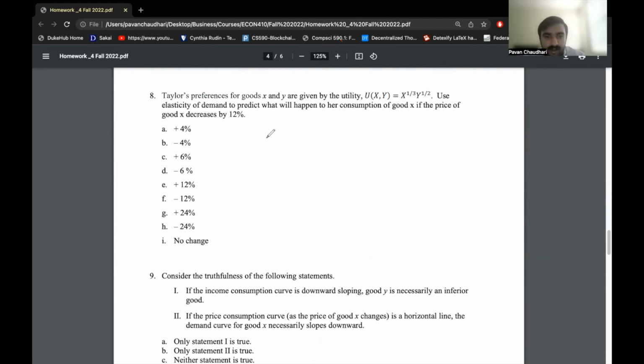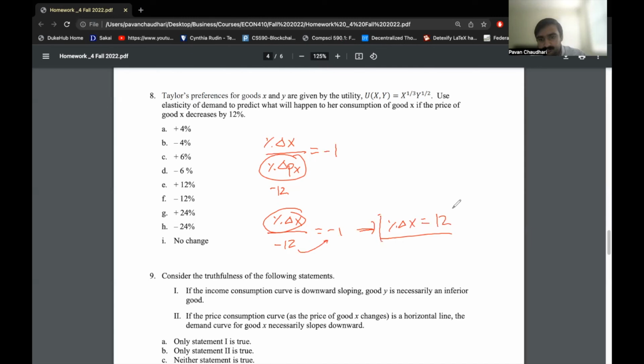And so now let's go to how to interpret this. So percent change x over percent change px equals negative 1. And what the problem tells us is that the price of good x decreased by 12%. So it's minus 12 in terms of the percent change of price. So it's an algebra problem now. It's percent change x over negative 12 equals negative 1. We're solving for percent change x. We multiply this to the other side. And so we get percent change x equals 12. And so that's answer choice E.